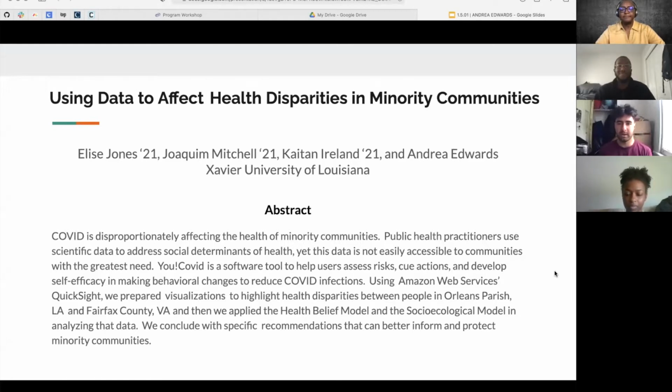So here's our abstract. COVID has been disproportionately affecting the health of minority communities all across the United States. There is data on social determinants of health, but sadly, this information is not always accessible to the people who need it most. Using Amazon Web Services QuickSight, we prepared a few visualizations to highlight health disparities.